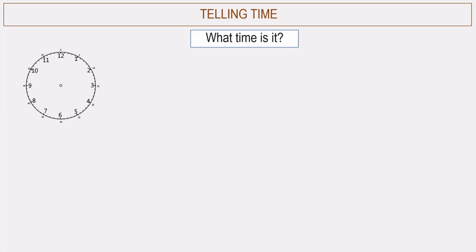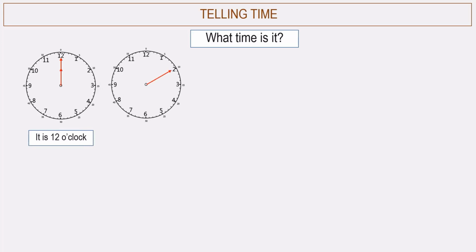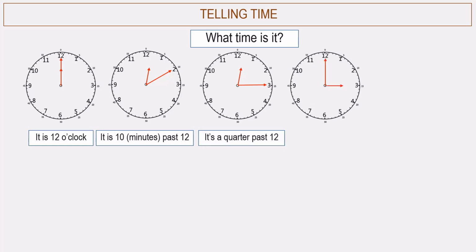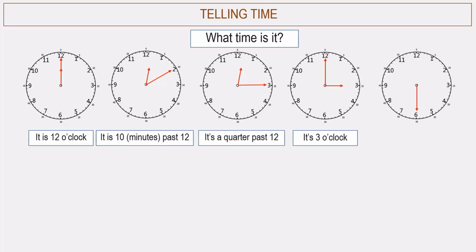Telling time. What time is it? It is 12 o'clock. It is 10 minutes past 12. It's a quarter past 12. It's 3 o'clock. It's half past 4.